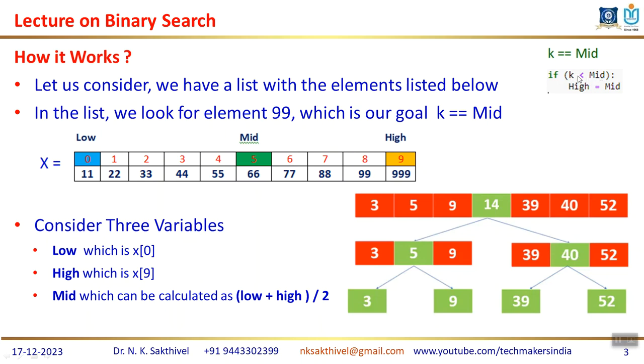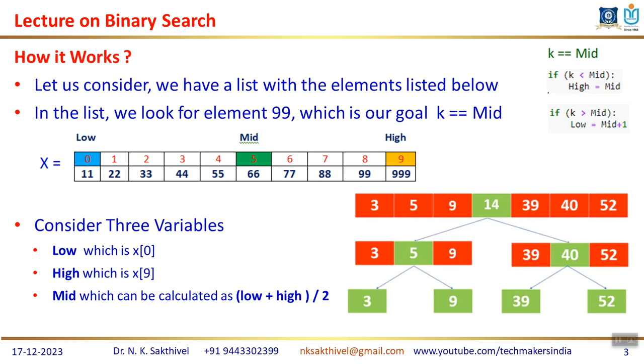The condition is true. If the condition is true, the mid value becomes the high value. What is the meaning of that? The mid value becomes the high value. That means the binary search will search from x of 0 to this value only, till this 14. So it won't consider these values. This is called the divide and conquer approach. Understand? As this condition is satisfied, the binary search algorithm won't search beyond this mid value. All these values won't be searched. Only till this red color number will be searched. That is divide and conquer.